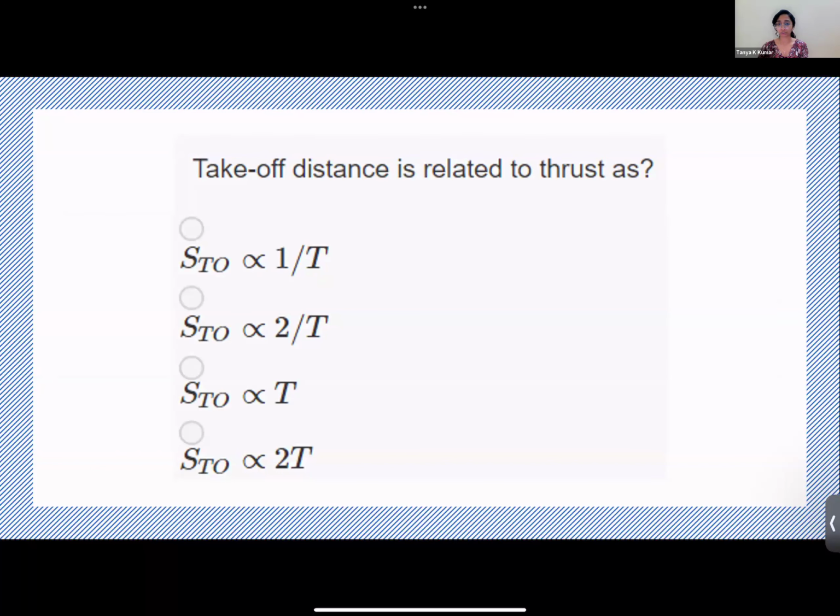Okay. Next. Takeoff distance is related to thrust as we just saw this. Is it directly proportional, inversely proportional? A, correct. So you saw that the takeoff distance was inversely proportional to 1 by thrust loading, right? So thrust is inversely proportional.